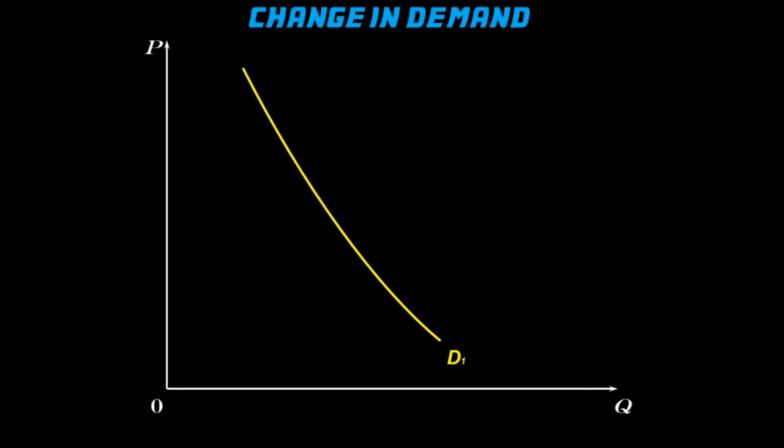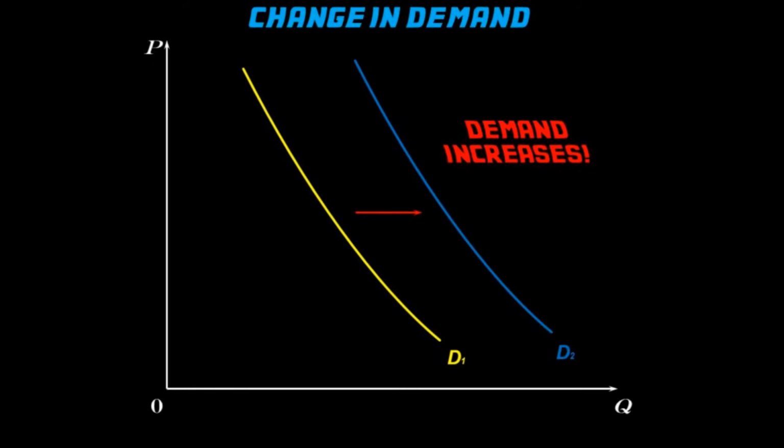Here, Joe has got a pay rise and now his demand for drinks will increase. This causes the demand curve to shift rightwards.